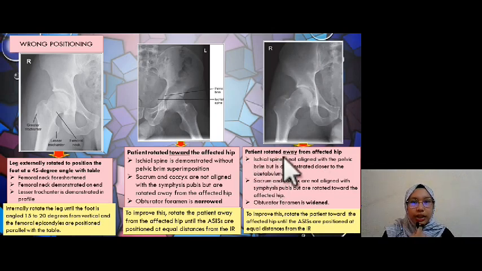Okay, last. This image shows that the patient is rotated away from the affected hip. This is because the ischial spine is not aligned with the pelvic brim but is demonstrated closer to the acetabulum. Sacrum and coccyx are not aligned with the symphysis pubis but are rotated toward the affected hip, and the obturator foramen is widened. To improve this, rotate the patient toward the affected hip until the ASISs are positioned at equal distance from the IR.